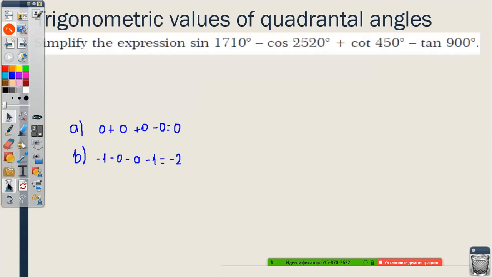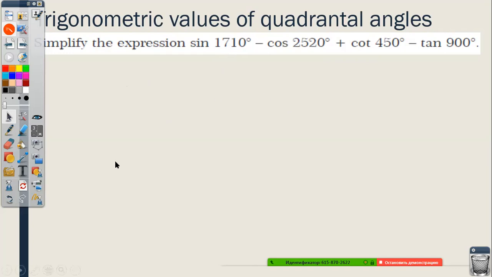Okay, now one more example. Simplify the expression. So here given. These angles are greater than 360 degrees. So we should find primary directed angles of these angles. Now let's find. So of course, to find the primary directed angle, remember we should divide this expression by 360.